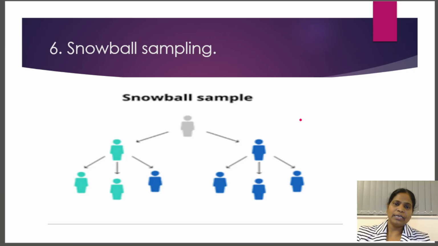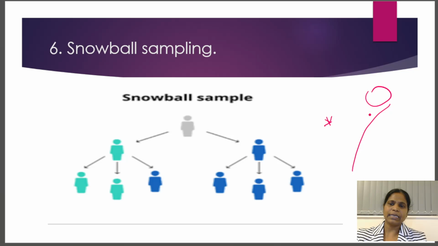Then the next one is snowball sampling. This is very important. When we say snowball sampling, think of areas where there is snow, where the snowball starts rolling from the mountains and it tries to hit the small ones somewhere. As it rolls, it tries to hit and touch the other ones.